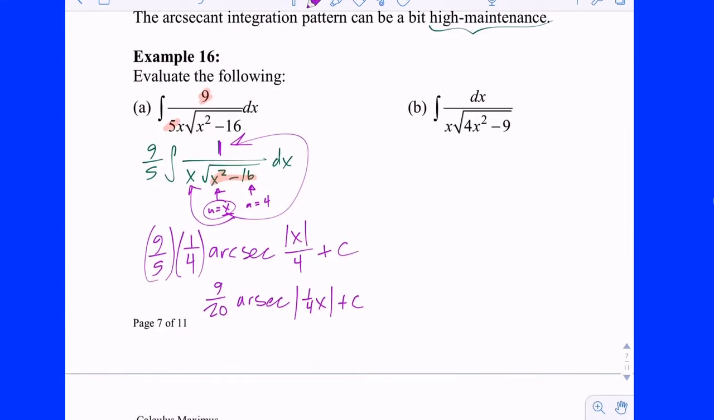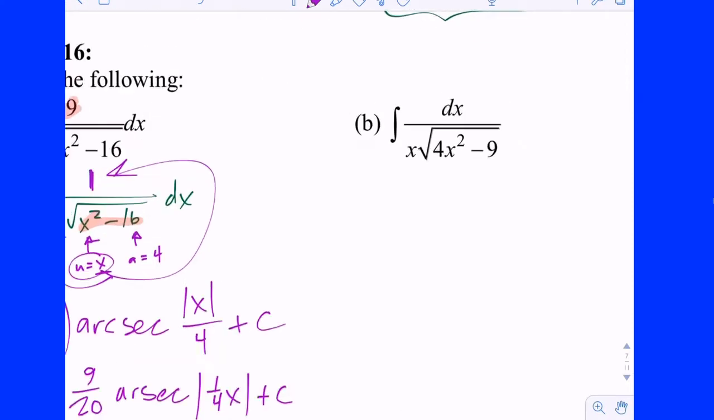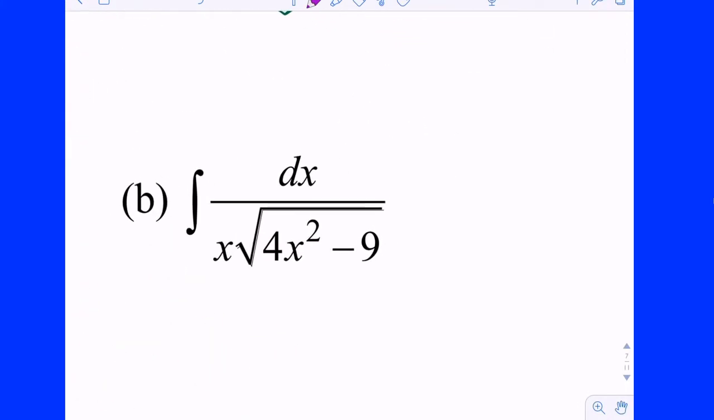All right, so that one wasn't real high maintenance. We just had 2 things to check for instead of 1. Letter B. Real quickly, mental flow chart. 4x squared minus 9 could be your inside function, could be a power rule. What's the derivative of 4x squared minus 9? 8x. Are we only off by an 8? Nope, because once again, the other factor is 1 over x, not x. So that's not going to work.